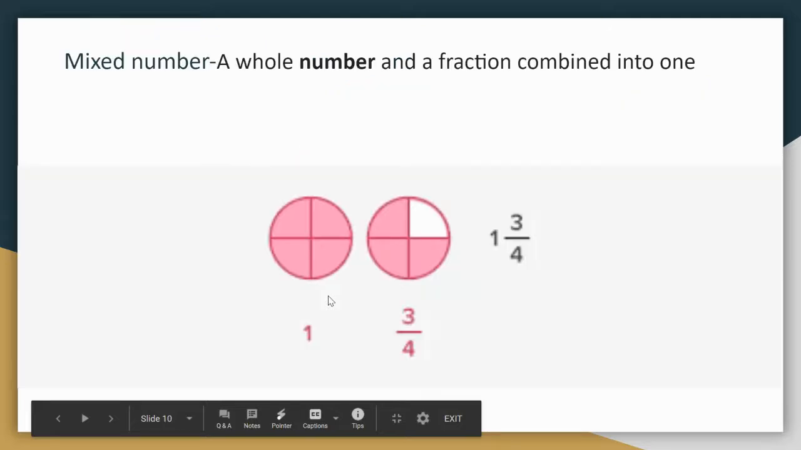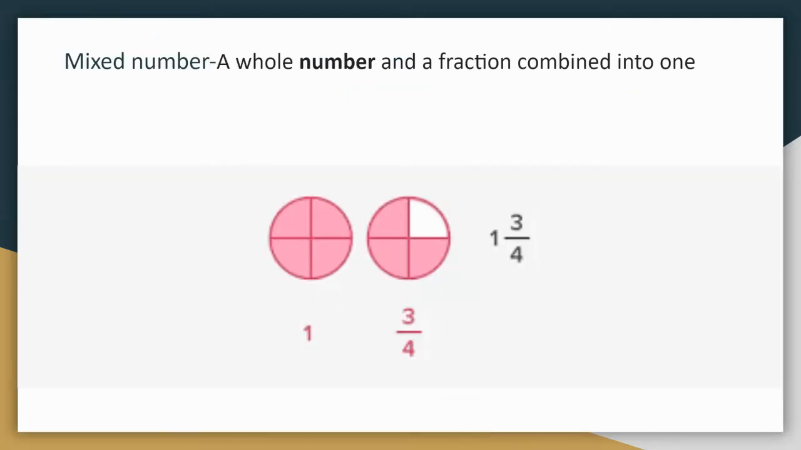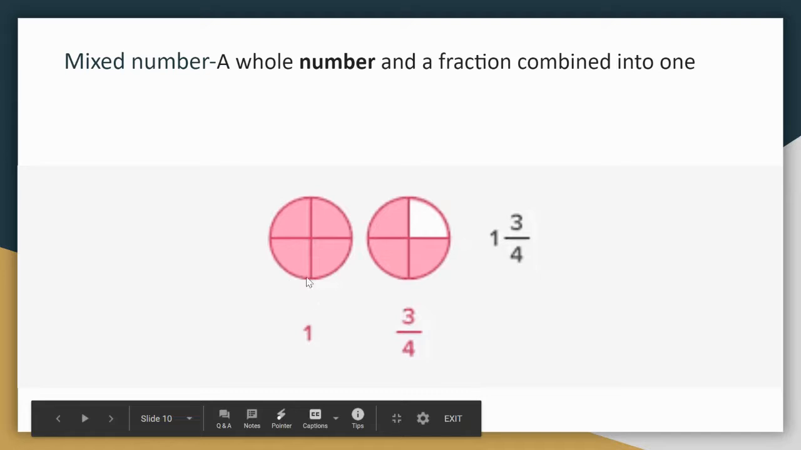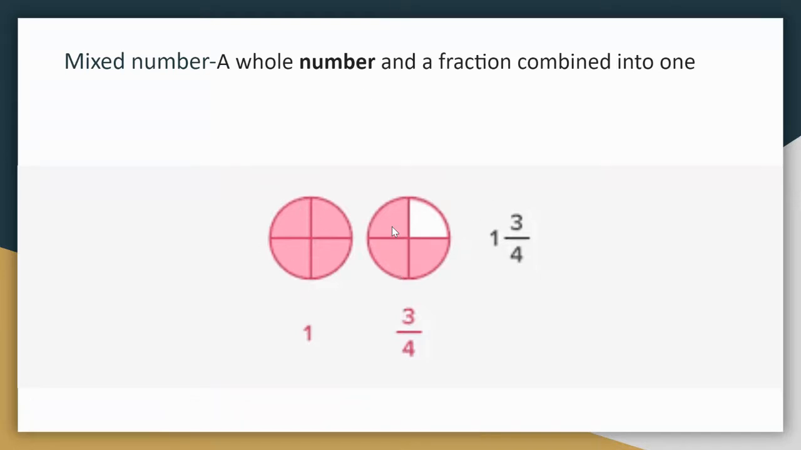Then the next thing we're going to talk about is a mixed number. So it's a whole number and a fraction combined into one. So if you were to think a whole circle is 1, you would just say 1. Whereas this is 3 out of 4 of the triangles colored in here. So it's 3 quarters, right? So 1 and 3 fourths.